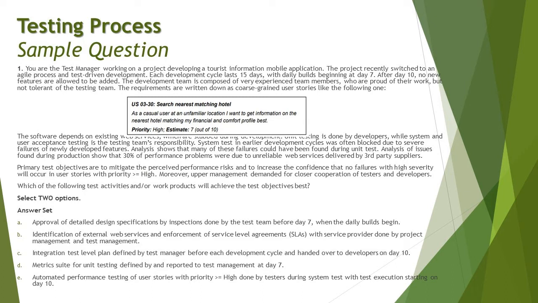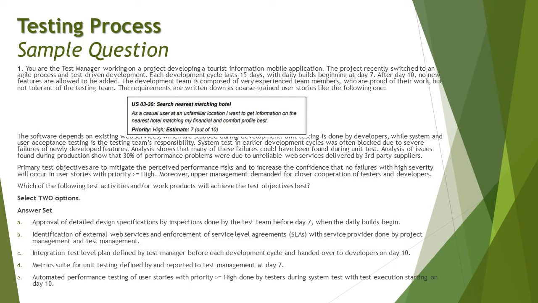Now the software depends on existing web services which are stubbed during development. Unit testing is done by developers, while system and acceptance testing is done by the testing team. System tests in early development cycles are often blocked due to severe failures of newly developed features. So that's another point you should target: I cannot prepone my system testing much earlier in the life cycle.